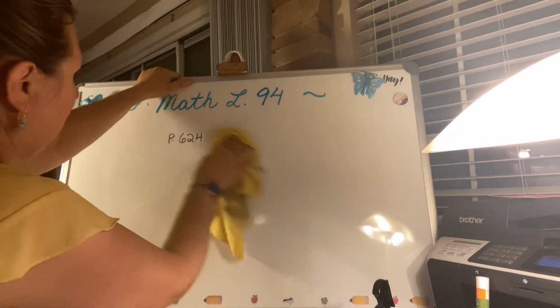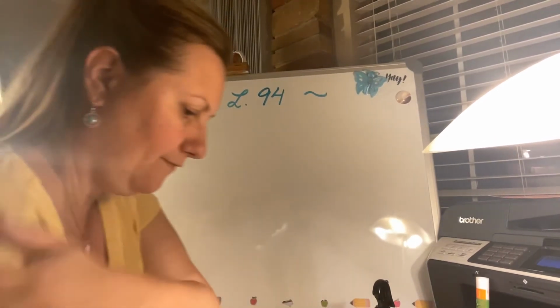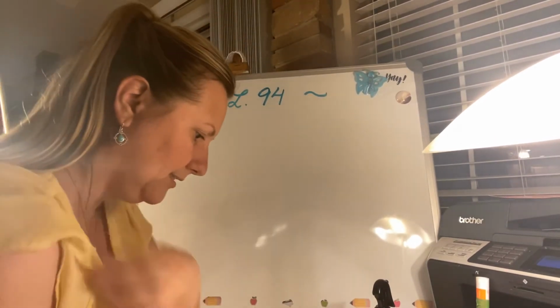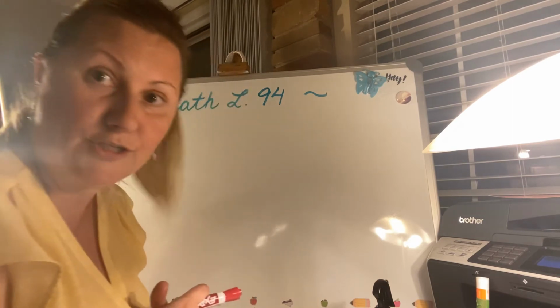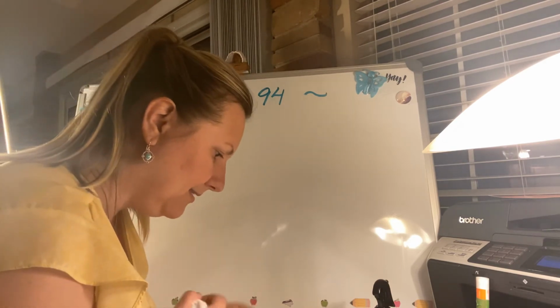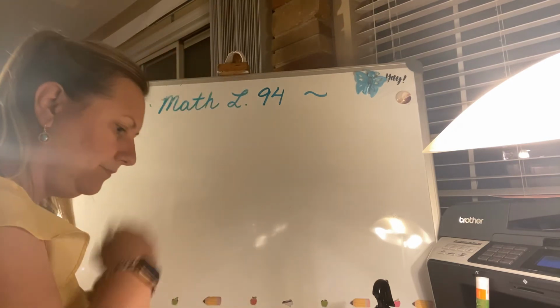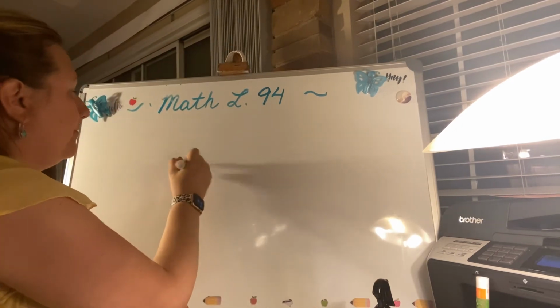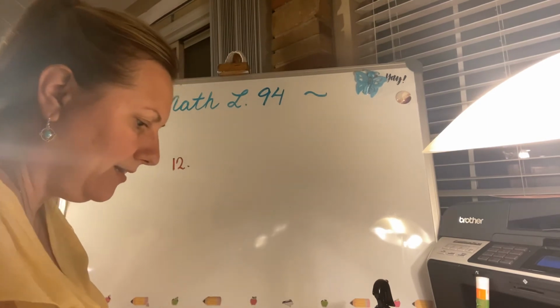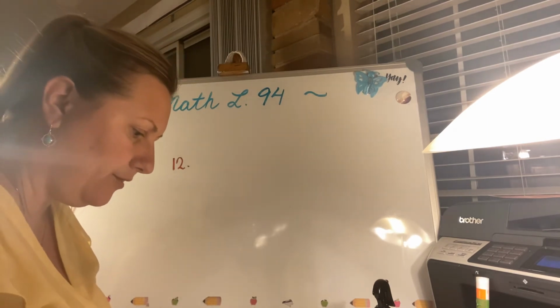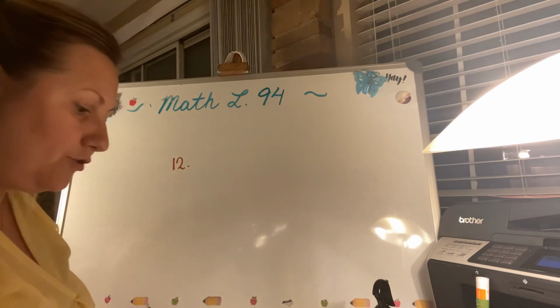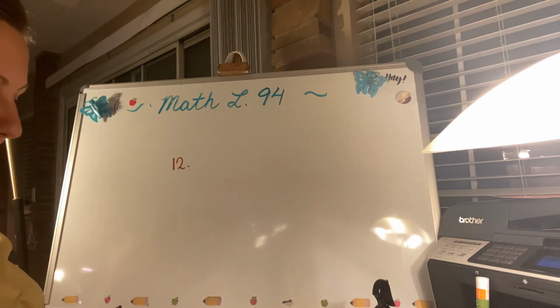We are no longer on page 624. Now we are on our next star problem, which is number 12. It says, use the polygons below to answer parts A through C. Which of these polygons is a parallelogram?